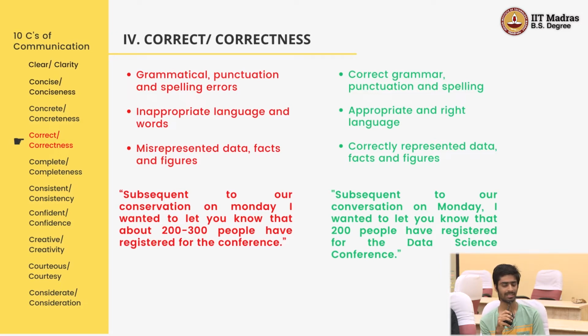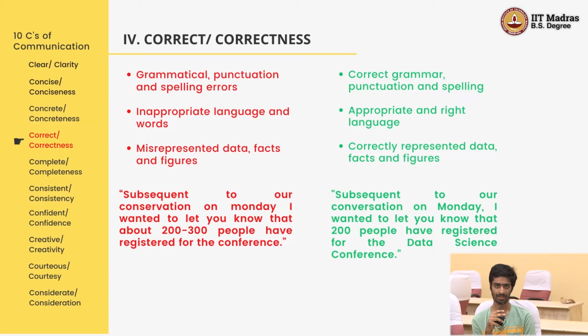So, for example, instead of saying: subsequent to our conservation on Monday, I wanted to let you know that about 200 to 300 people have registered for the data science conference, you can say: subsequent to our conversation on Monday, I wanted to let you know that 200 people have registered for the data science conference. So here you see you made a spelling error in the word conversation, and you gave a vague idea of the number of people who are going to attend the conference. That way you should make your communication correct.